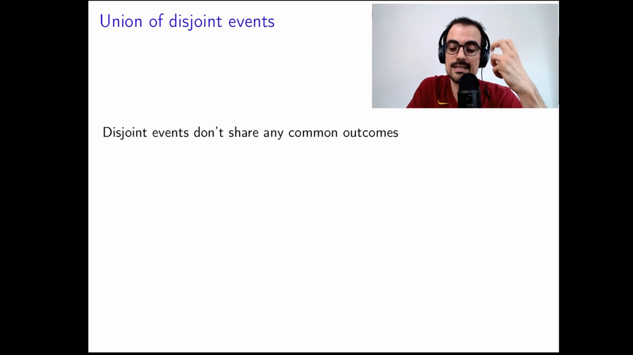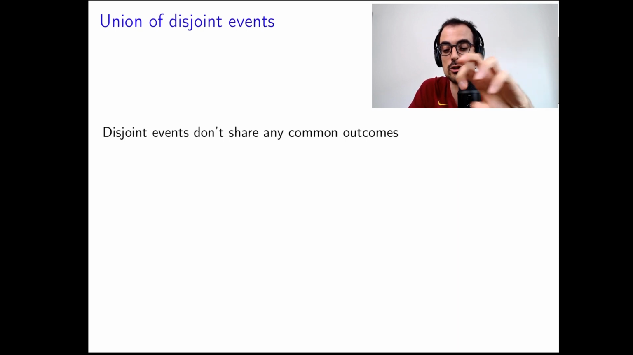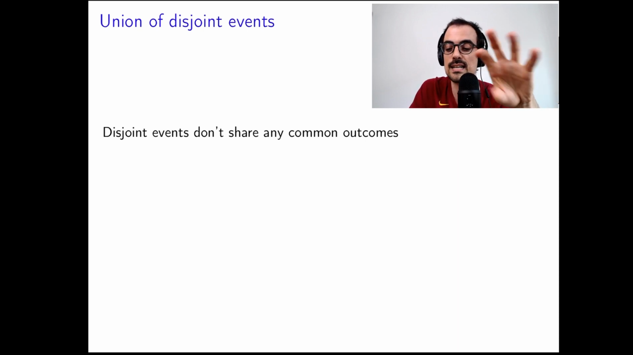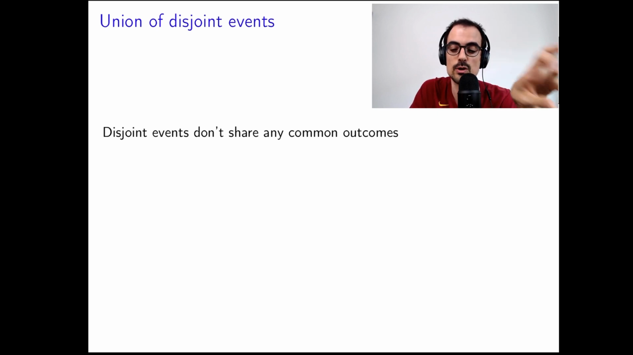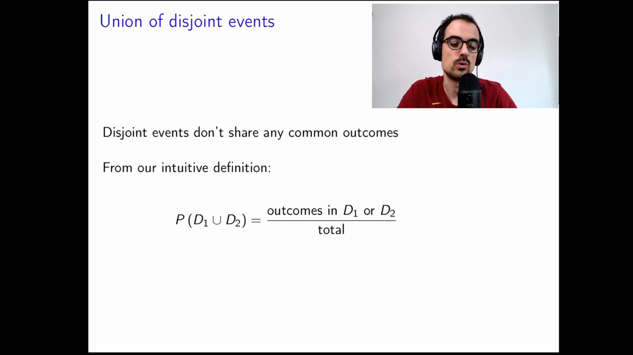In order to see what those probabilities should be like, let's start with a simple case where we have two disjoint events. Two disjoint events are events that don't share any common outcomes. This is just like disjoint sets that don't share any common elements. Okay, so imagine that we want to compute the probability that the outcome is in D1 or in D2. Intuitively, we have defined this probability to be the fraction of the outcomes, when we repeat the experiment over and over and over, that end up being in D1 or D2.